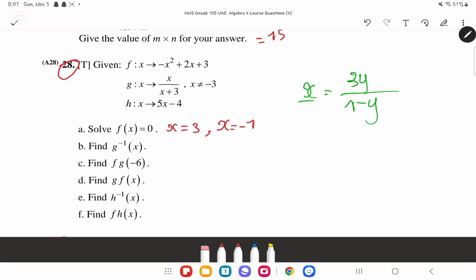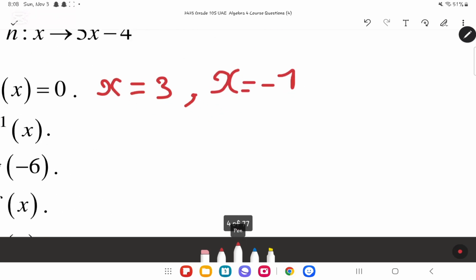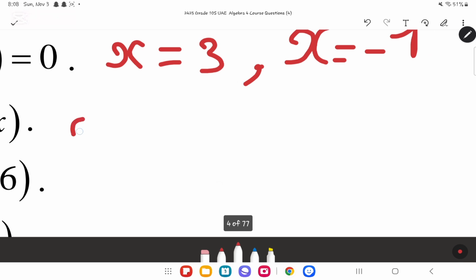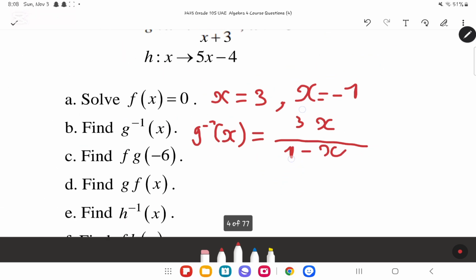Now what we're going to do is change x into g inverse of x, which is equal to, you're going to change every single y into x now, so 3x over 1 minus x. So now we obtained the g inverse function. If we're going to write it, it's going to be g inverse of x is equal to 3x over 1 minus x.